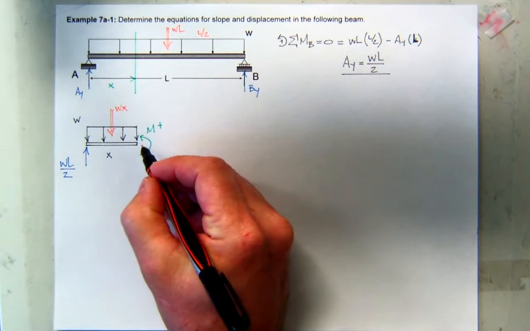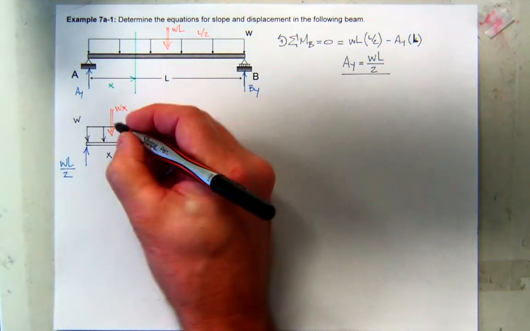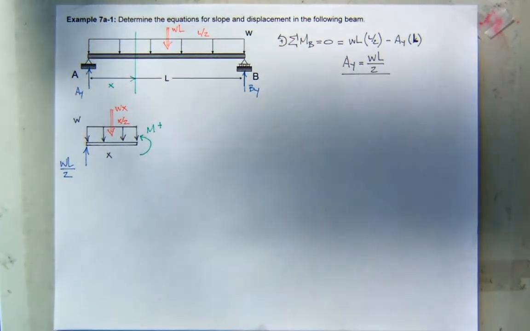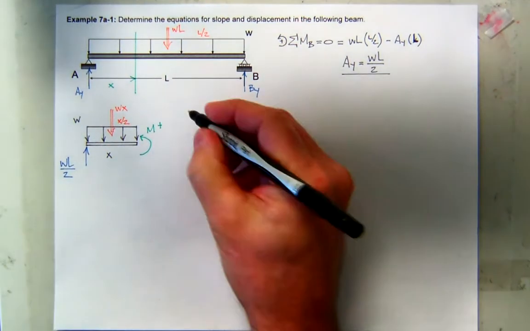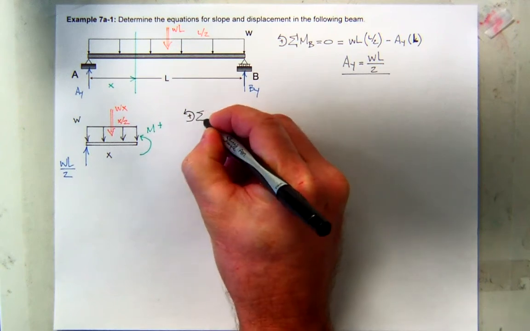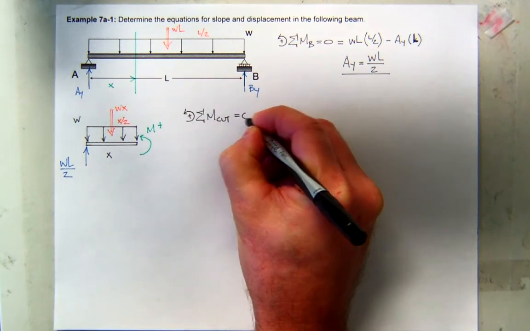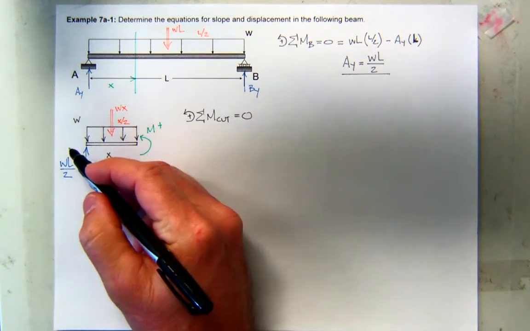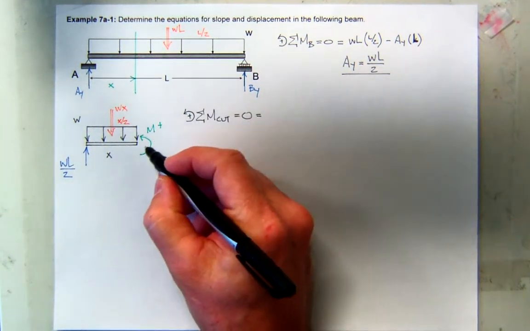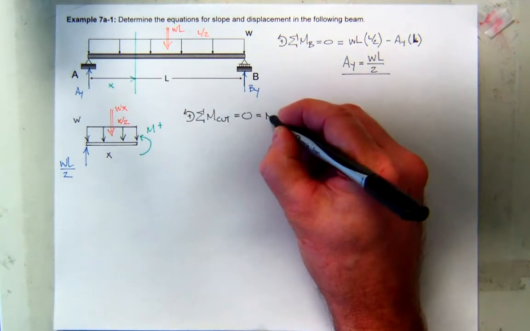And the distance from the cut to the centroid is half the distance. The distance is x, so this should be a distance of x over 2. So now if I sum moments this time at this cut that I made at x, and make sure this segment's in equilibrium, let's see what I have to deal with. First, I've got the internal moment, and with right-hand rule, that's a positive bending moment.